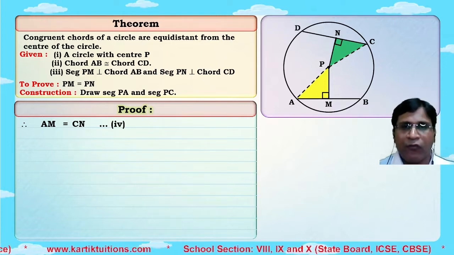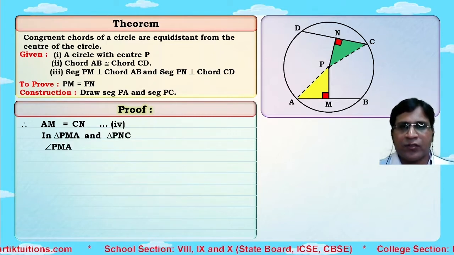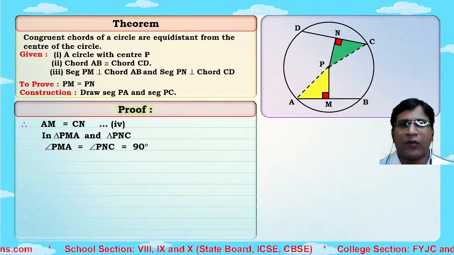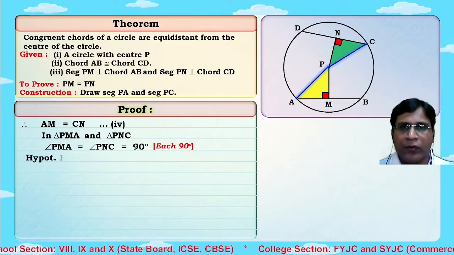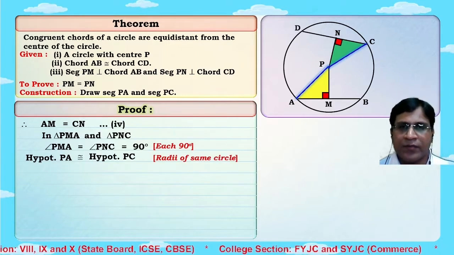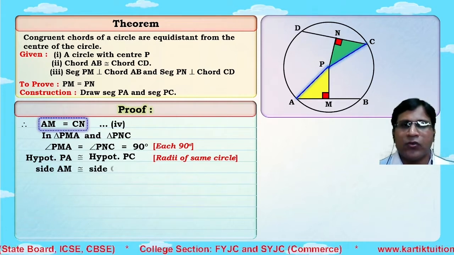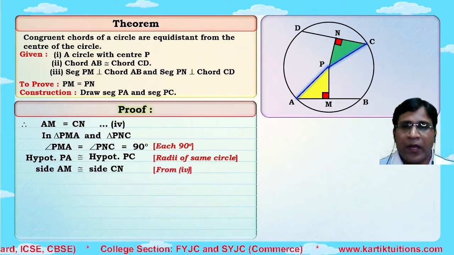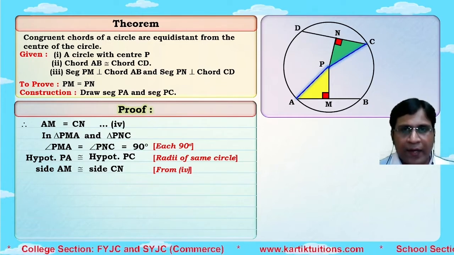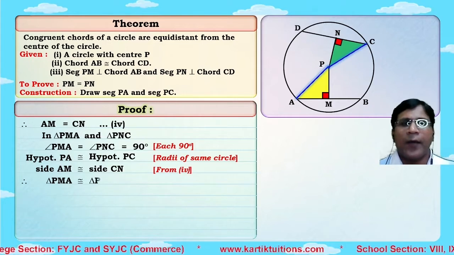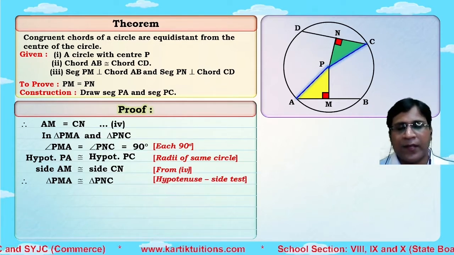Now here if you observe, both are right angle triangles, so angle PMA is equal to angle PNC, each of 90 degrees. Then hypotenuse PA is congruent to hypotenuse PC, radii of the same circle, and just now we have proved AM is equal to CN. Now in right angle triangles, the hypotenuse is congruent and one pair of side is congruent. So therefore I can say both the triangles are congruent by hypotenuse side test. You can also say they are congruent by RHS test. It's one and the same.